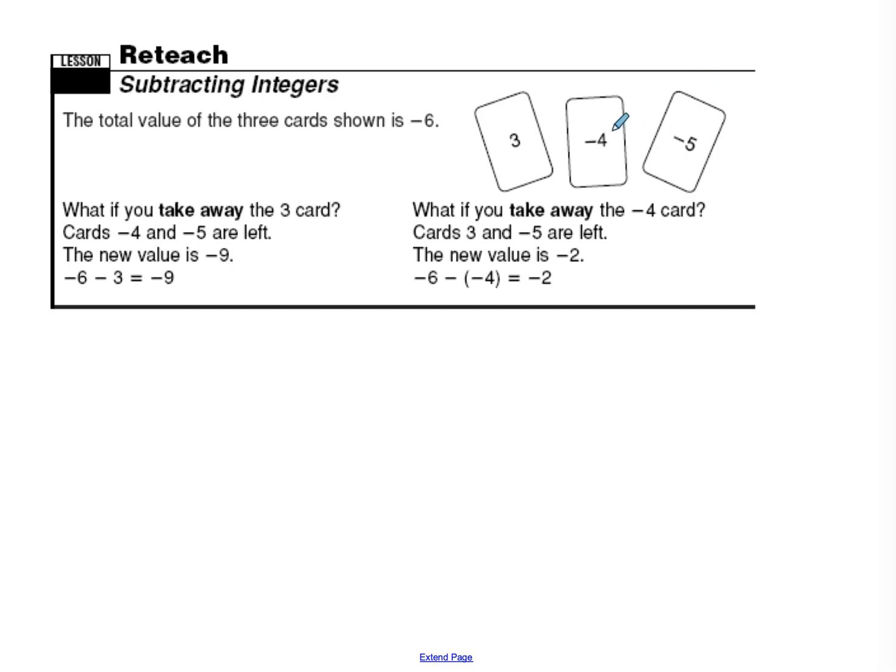And then if I took away the -4 card, I covered that one up. I have 3 and a -5 left. That's going to be -2. So -6, taking away the -4 card, is going to give us -2. Remember our boom rule about adding the opposite. So here I can do boom, change to addition, boom, change the sign. -6 plus -3 is -9. Here, boom, change to addition, boom, change the sign. -6 plus +4 is -2.